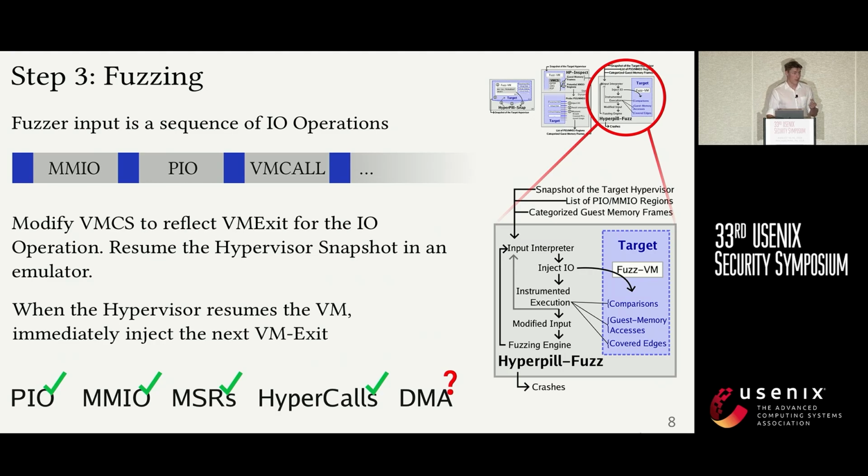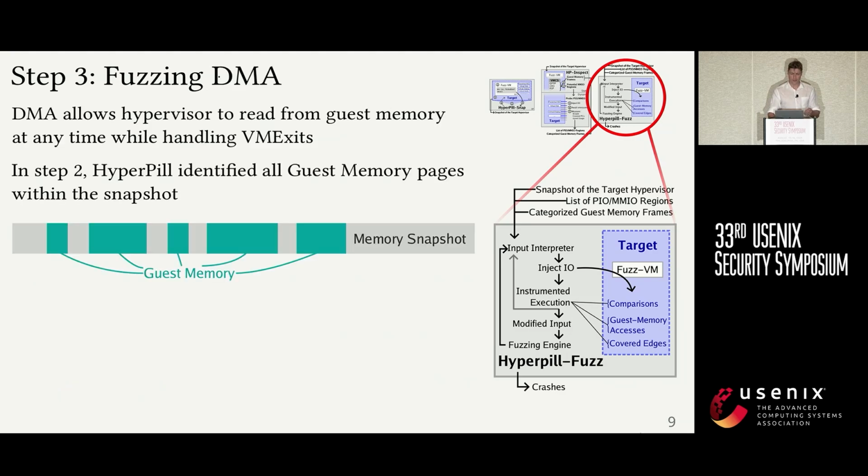But we're missing the DMA part of the equation. Remember, the DMA is the type of I/O that isn't associated with a VM exit. There's no VM exit tied directly to DMA. Instead, DMA is initiated by the hypervisor by just accessing the guest memory while it's handling one of these other types of requests.